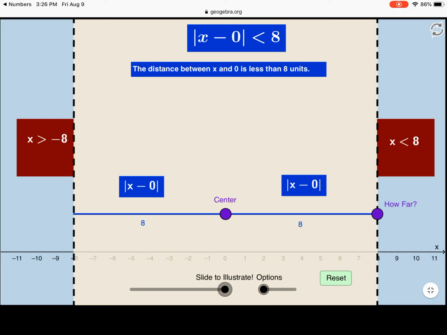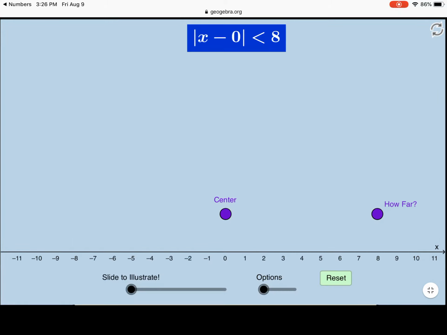Okay, notice the solution set. It's all numbers between -8 and 8, which can be represented with a compound and inequality. So this is just showing me that absolute value inequality is really just a shorthand way of writing a compound inequality. All right, now let's reset here.